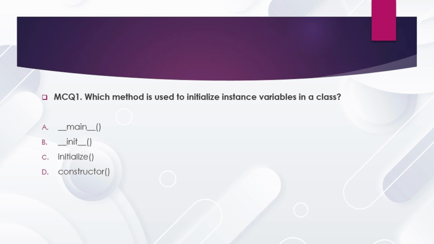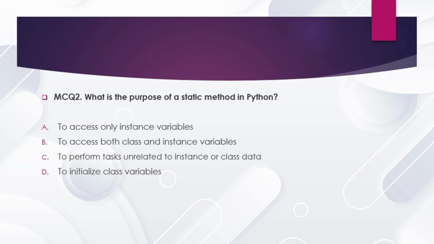The correct answer is option B. Here is the next question. What is the purpose of a static method in Python? Take a moment to think about your answer. The correct answer is option C, to perform tasks unrelated to instance or class data.